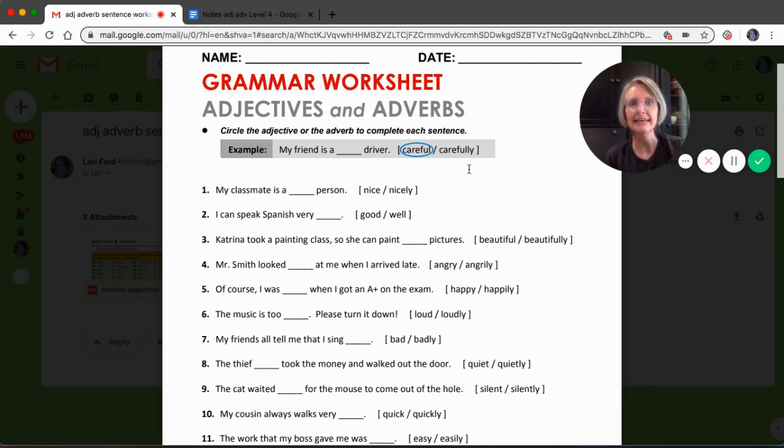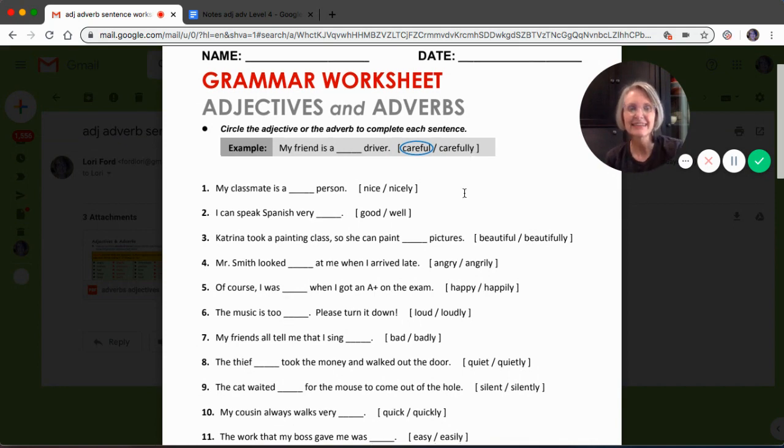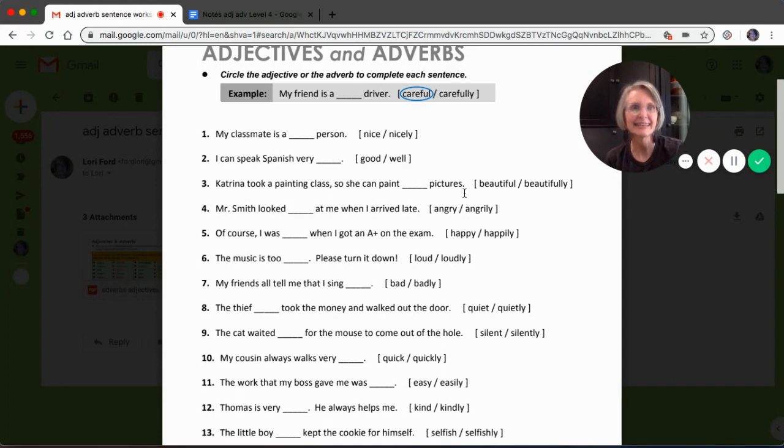So we wouldn't say carefully, because carefully would describe how he drives. So we could say, my friend is a careful driver. If we wanted to use carefully, we could say he drives or she drives carefully. Okay, let's take a look at some of these, and then I'll let you do the rest on your own.